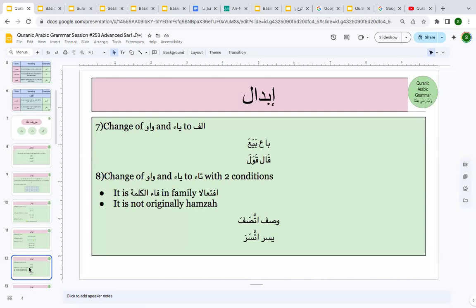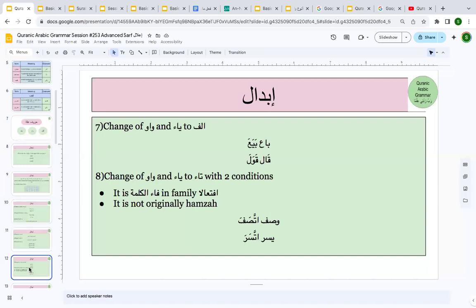The waw and ya get changed into alif, right? And this is also under the big umbrella of ibdal. But when I'm talking about changing of ya or waw to alif, can I bring it back to i'lal? Can I subclassify it under i'lal? Of course I can, right? Because i'lal is the change that occurs in the weak letter, right?